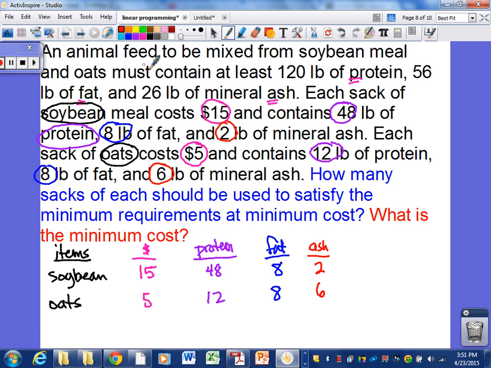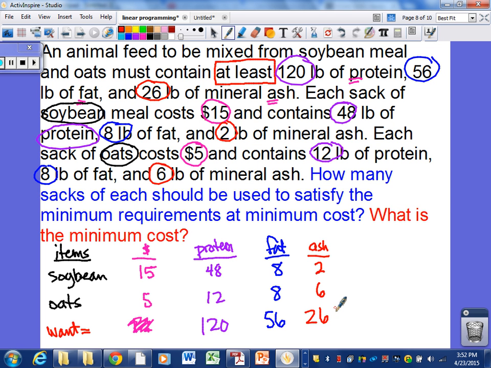Okay, and now the stuff up here at the top. This is what we want. We want to have at least, so this is going to be a minimizing equation. At least means this is the smallest amount that we could possibly accept. 120, oh, that's not cost. 120 in protein. So at least 120 in protein, at least 56 in fat, and at least 26 in ash.